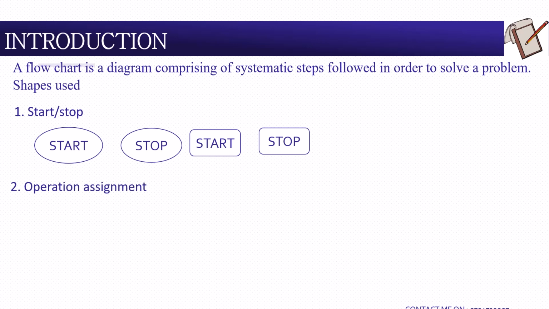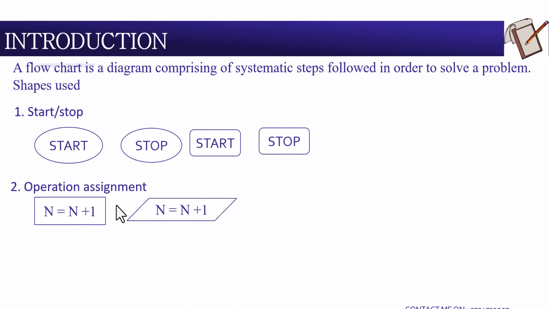Then 2, we have operation assignment. Here we use that shape. That statement inside can be read as n becomes n plus 1. Don't read it as n is equal to n plus 1. No. It's n becomes n plus 1. So we are assigning a value to n. Then you can still use this shape for assignment also. N becomes n plus 1.